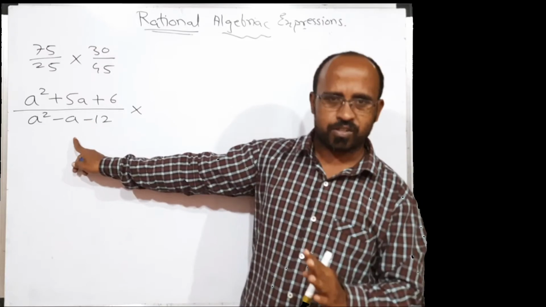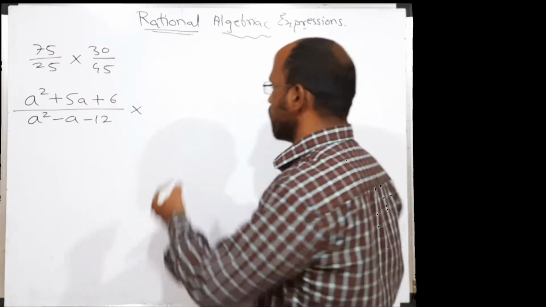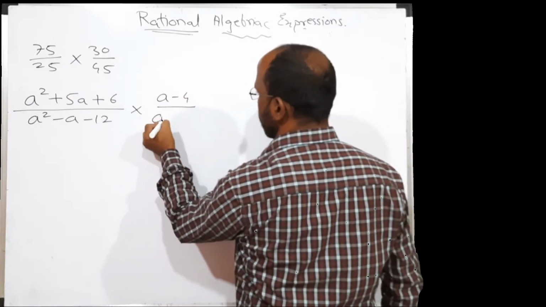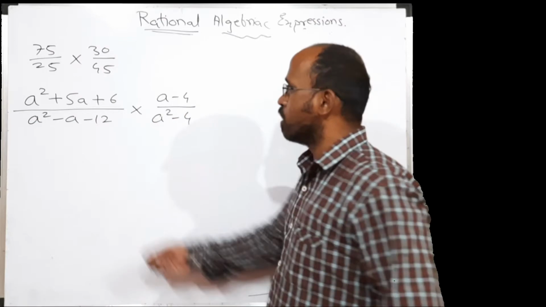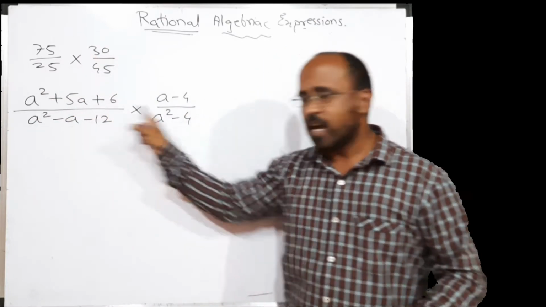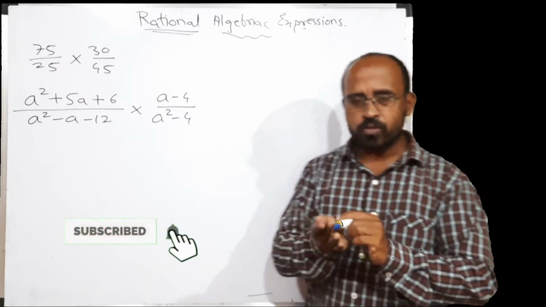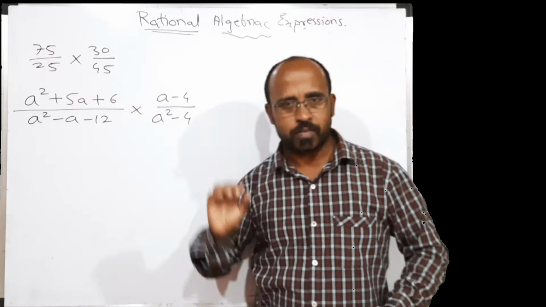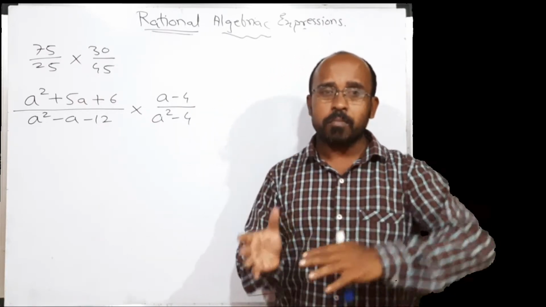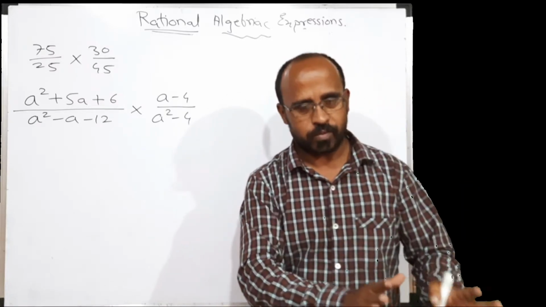Okay, so this rational number we are going to multiply with another rational number, like a minus 4 upon a square minus 4. So students, this is a rational numerical expression. This is a rational algebraic expression. Clear? Now we are going to see how to solve this rational algebraic expression, and why we are using the method which we are going to use to solve it.